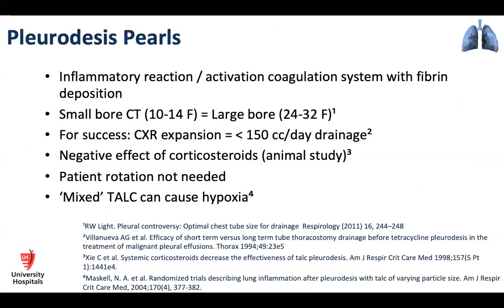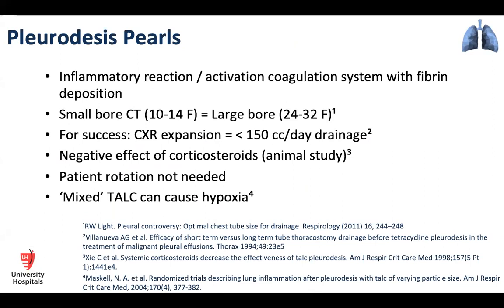Which patients can actually undergo pleurodesis, and what factors will be responsible for good pleurodesis? Well, pleurodesis basically involves creating intense inflammation in the pleural space, so we can let the visceral and parietal pleura stick to each other. We have data that suggests that a small bore chest tube is equal to a large bore, so you don't really need a large bore chest tube.